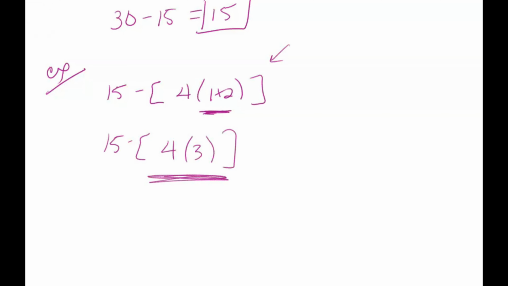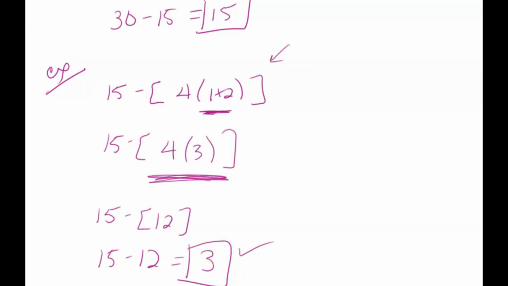Now the next thing I need to do, my brackets work like parentheses. So the next piece is this multiplication inside here, which is 12. And now I've done everything inside the brackets, and so I don't need them anymore. If it makes it easier to see, I can just drop them altogether and do the subtraction. And 3 is my answer.